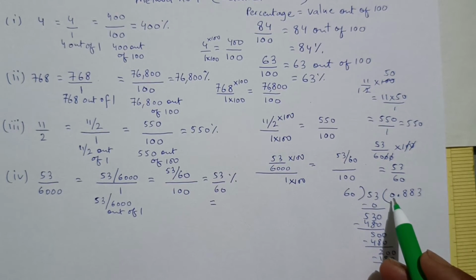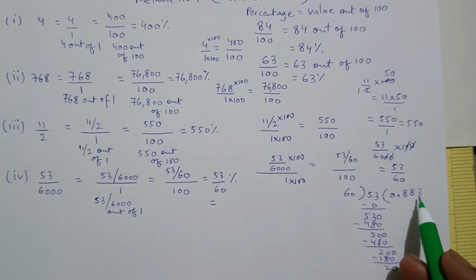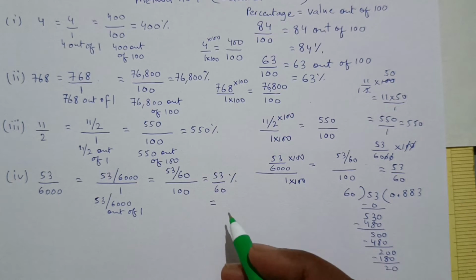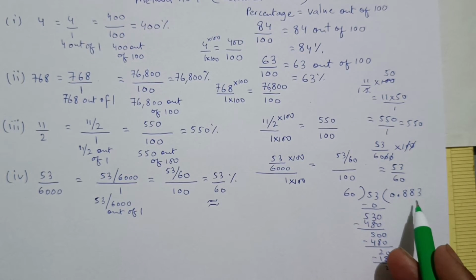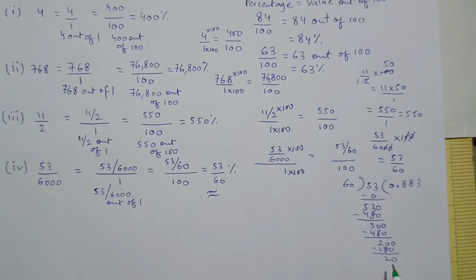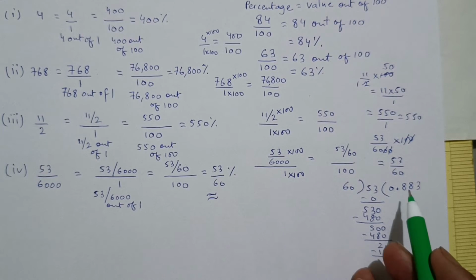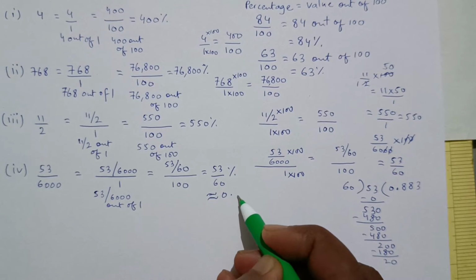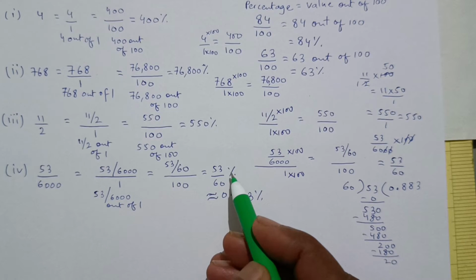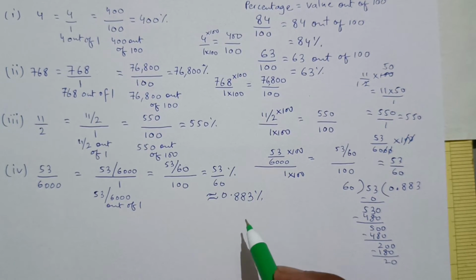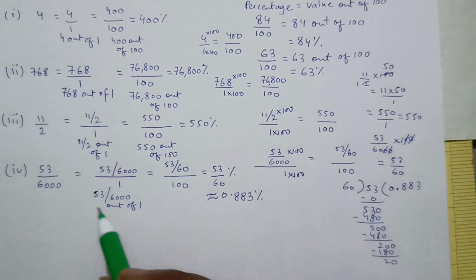So in decimal form, I can write it as 0.883 and it will keep on going like this. You can write it as approximately, because it is not exactly equal to this, because you can see that there is a remainder. So it is approximately equal to 0.883 percentage. So this is the answer for question number 4.